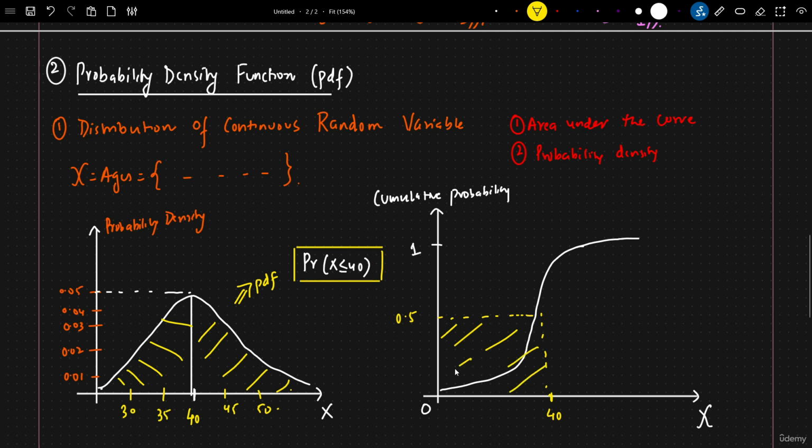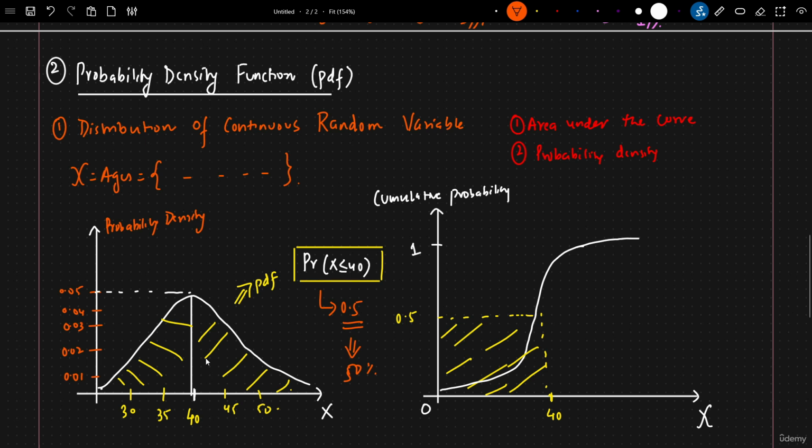So if we calculate the probability of x being less than or equal to 40, just by seeing this cumulative probability, I can say it is 50%. 0.5, which is 50%, because we are talking about this specific region. And when you plot 40, you will see it comes over here. This is very simple.